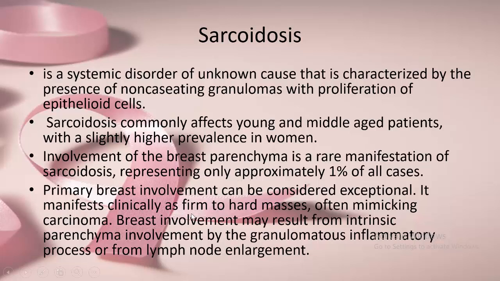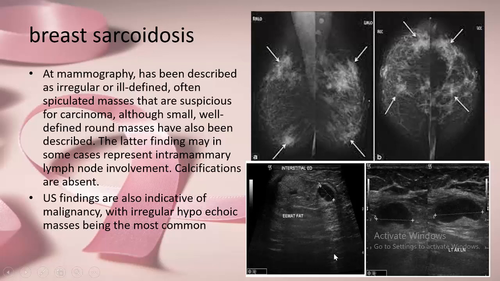It manifests clinically as firm to hard masses, often mimicking carcinoma. Breast involvement may result from intrinsic parenchymal involvement by the granulomatous inflammatory process or from lymph node enlargement. This is breast sarcoidosis. At mammography it has been described as irregular or ill-defined masses suspicious for carcinoma. This is an ill-defined irregular mass. Although small, well-defined rounded masses have also been described. We can find irregular ill-defined masses, and we can also see small rounded masses.